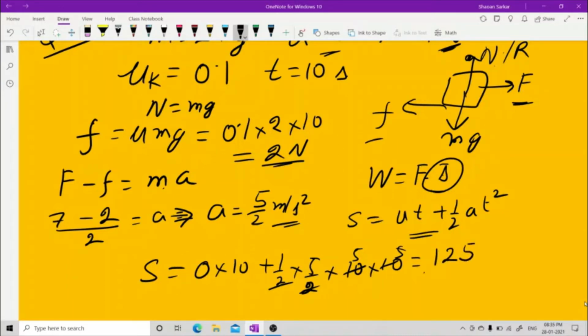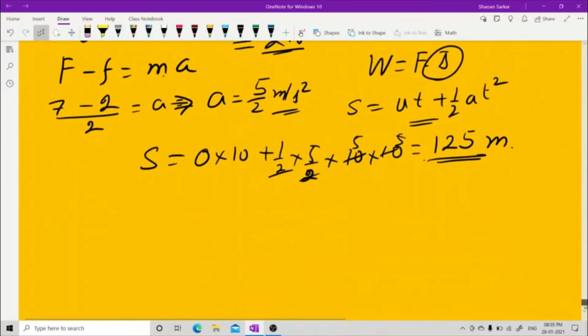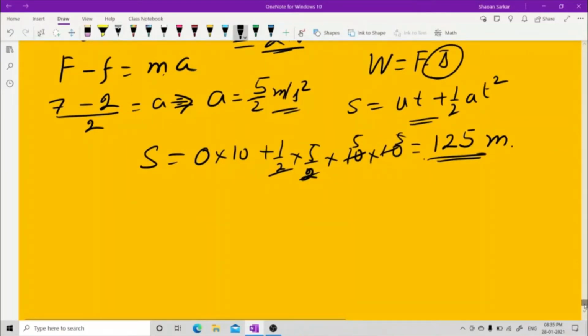Yes, 125 meters. Now let us try to find out the work done by friction. This has all been done in 10 seconds. This much is the distance traveled in 10 seconds, and the work will now be work done. First part: work done by force. How much is the force?